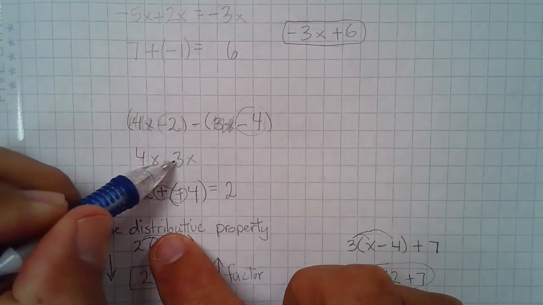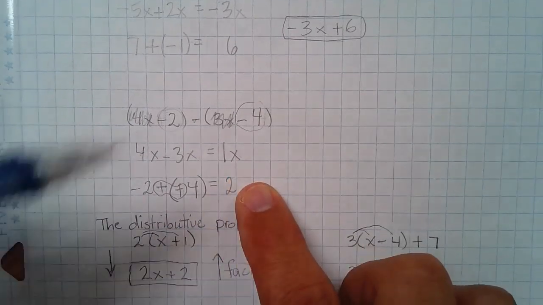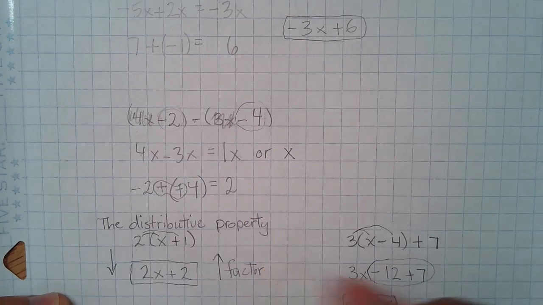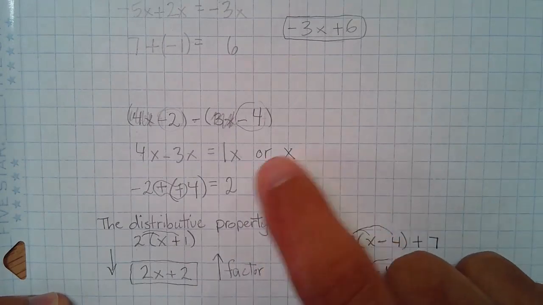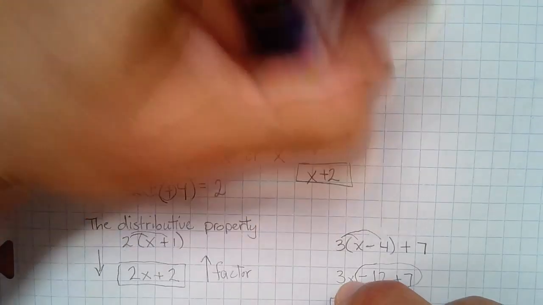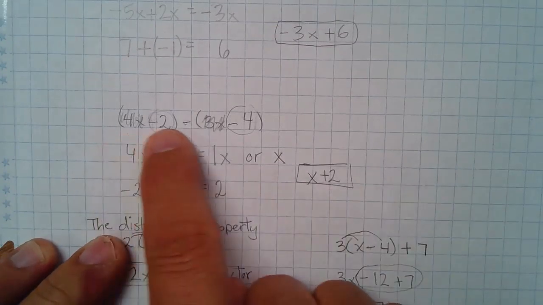And 4x minus 3x, that is 1x. But if I have 1x, that's the same thing as just saying I have x. If I put this together, I have x plus 2. X plus 2 is my simplified expression from my original expression.